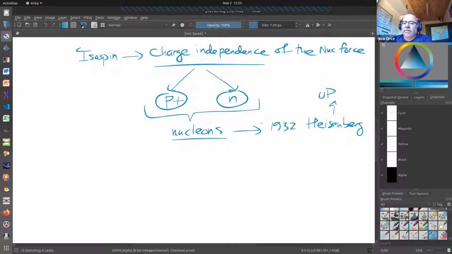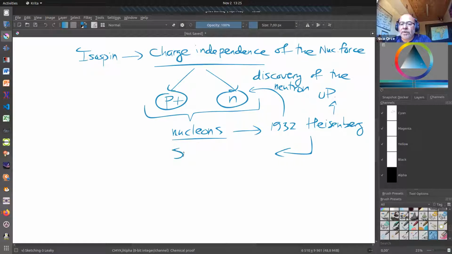And it was introduced by Heisenberg because during that same year, there was a discovery of the neutron. Discovery of the neutron happened in 1932. And to treat the problem always in a simpler way, to apply simple mathematics, it was an interesting notion to assume that proton and neutrons were exactly the same particle, always assuming that there's a charge independence of the nuclear force.